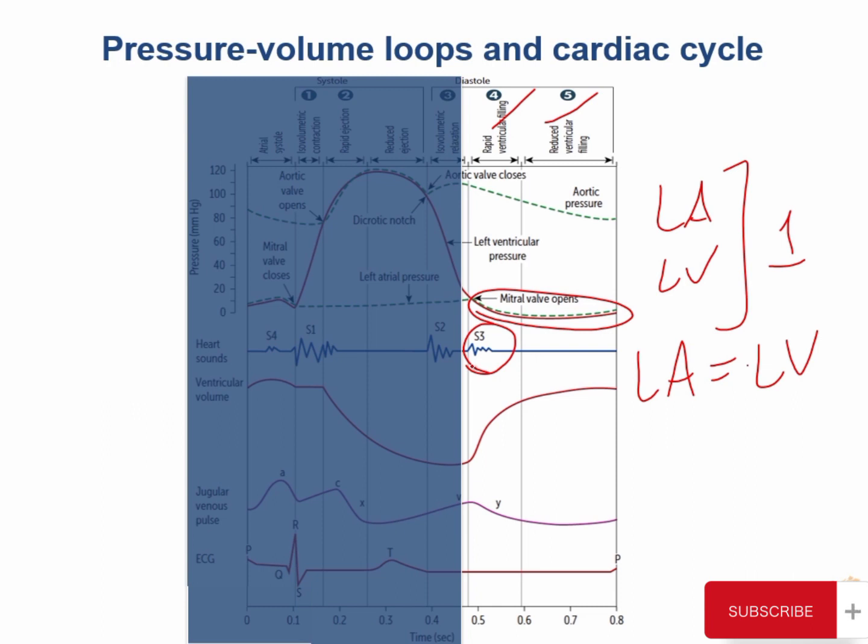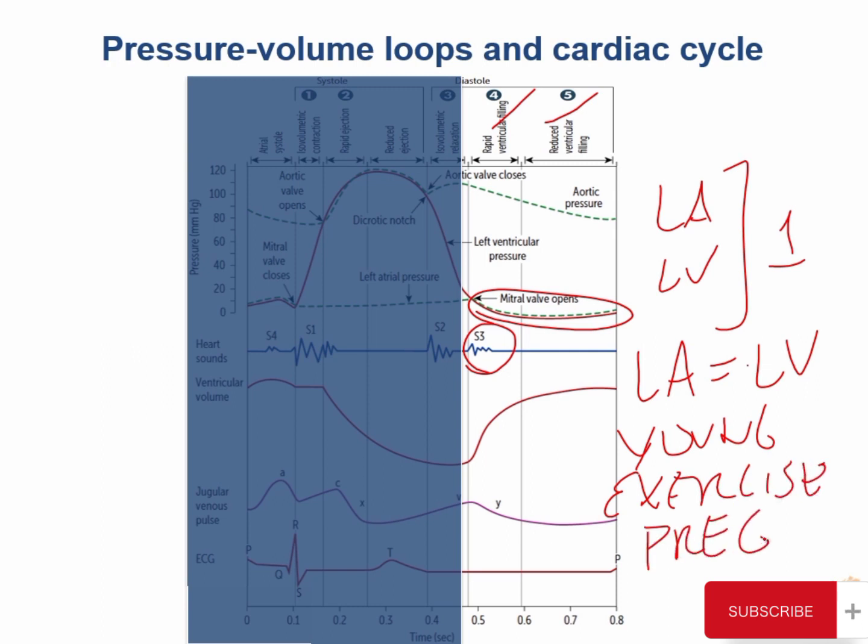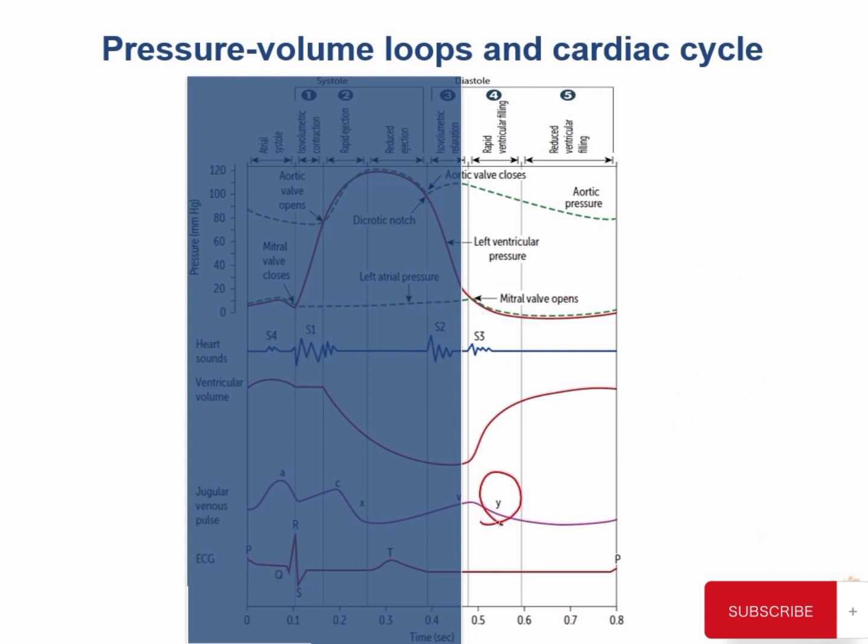This is caused by blood rushing into the left ventricle and the ventricle hitting its limit of expansion. This can occur in young individuals that exercise a lot or in pregnant females. Well, all females would be the ones that would be pregnant. So consider the population described in the vignette if you are being asked a question on this. Now, the last thing we need to consider is the Y descent. What does the Y descent represent?